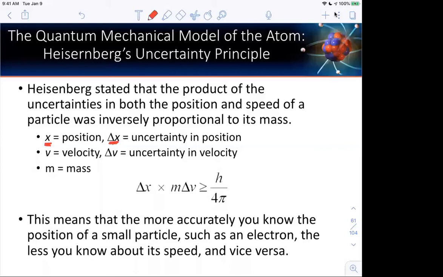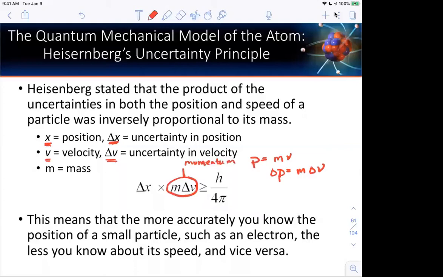That's the uncertainty. This velocity is a given value. My delta V is going to be the uncertainty. I can have an uncertainty that's really large or really small. So this can also be considered momentum, and that's given P is equal to mv. So my delta P is equal to m times delta V.